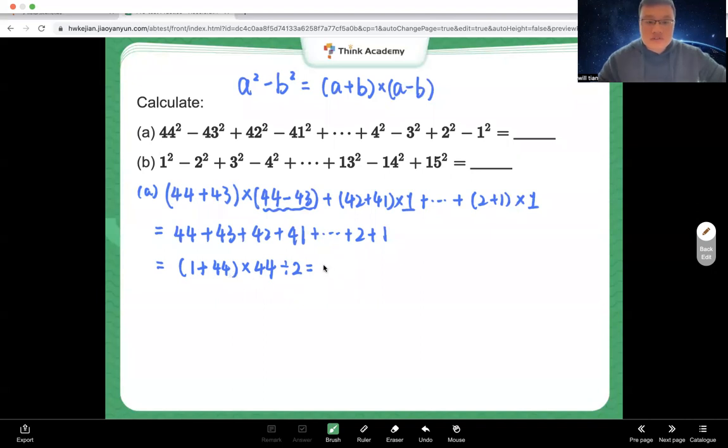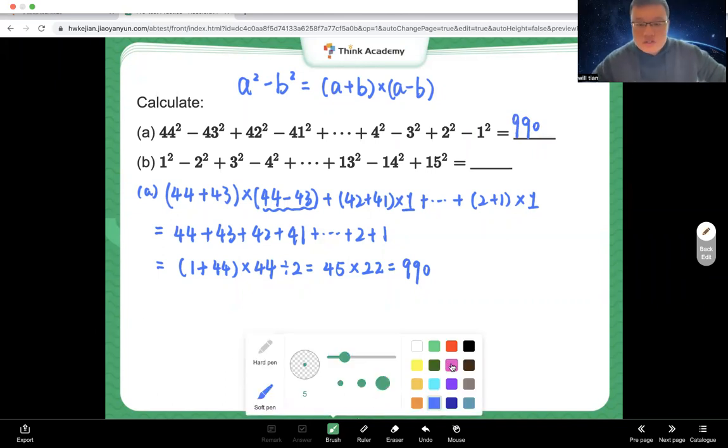44 plus 1, 45, right? And then times by 44 divided by 2, you got 22. Actually, if you want to get the answer mentally, you could do 45 times by 2, that would be 90. 90 times by 11, you got 990. All right, so that will be the answer to the first question, 990. And then for the second question, anyone still remember how do we solve such kind of problem?